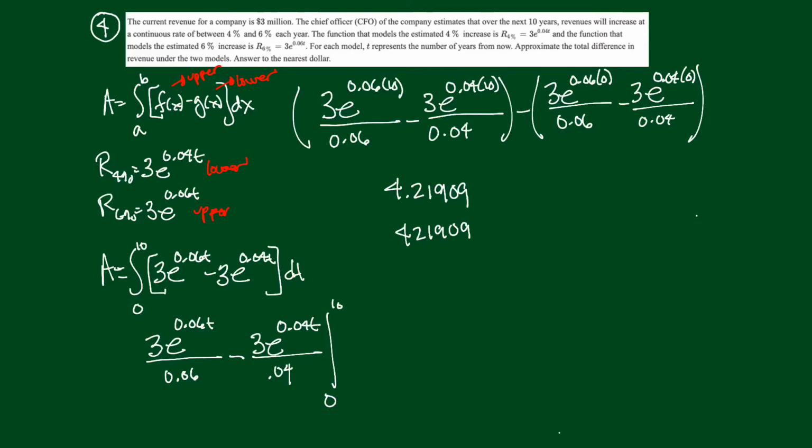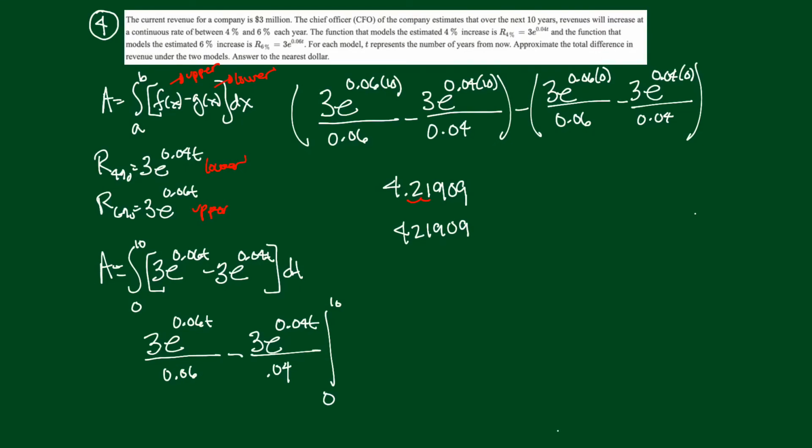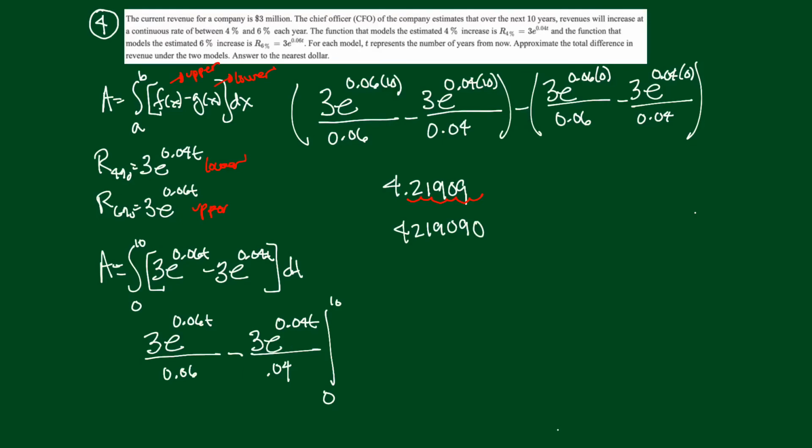And then I'm coming out with 421909. Now that's how many places? Let me count here: 1, 2, 3, 4, 5. I need one more, so I need another 0 here. So that's the difference in the revenue.